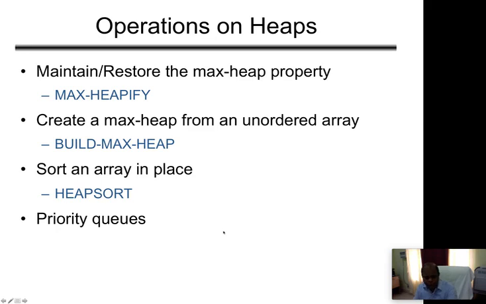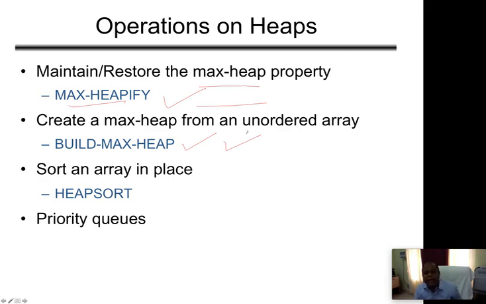Now, operations on heap. The first operation is heapify. Heapify means maintaining or restoring the heap property. If you are restoring the max heap property, it is called max heapify. If you are restoring the min heap property, it is called min heapify. Build a heap: if you are building a max heap, it is called build max heap. If you are building a min heap, it is called build min heap.